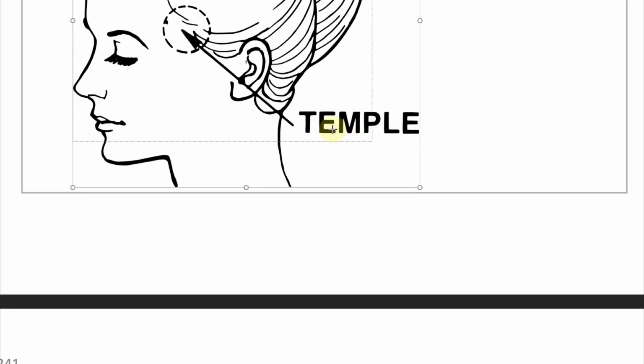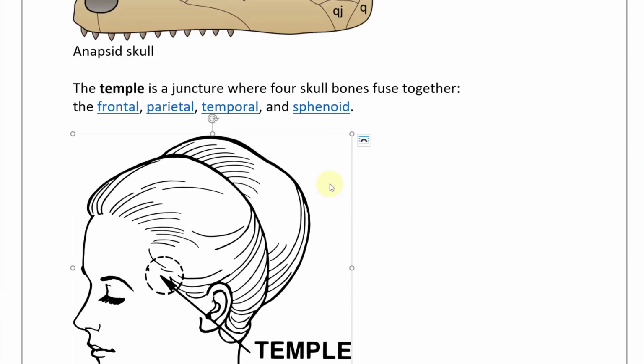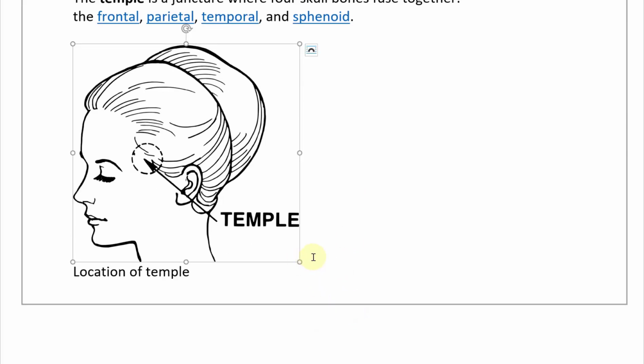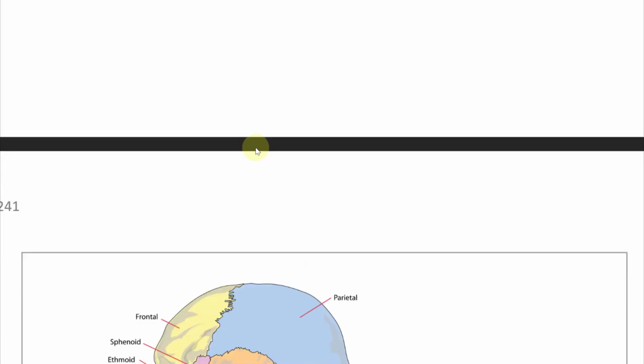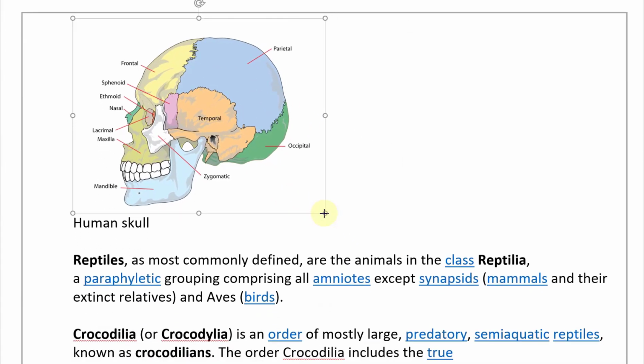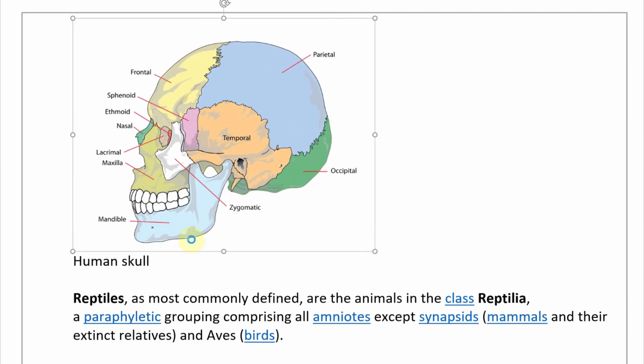Let's make this smaller. Doesn't need to be that big. So there is the location of the temple. Here's all the types of skull bones together. Here is a human skull. There's a temporal bone right there. There's the frontal. And the temple is going to be the junction of all of them. There's a sphenoid. There's a parietal.